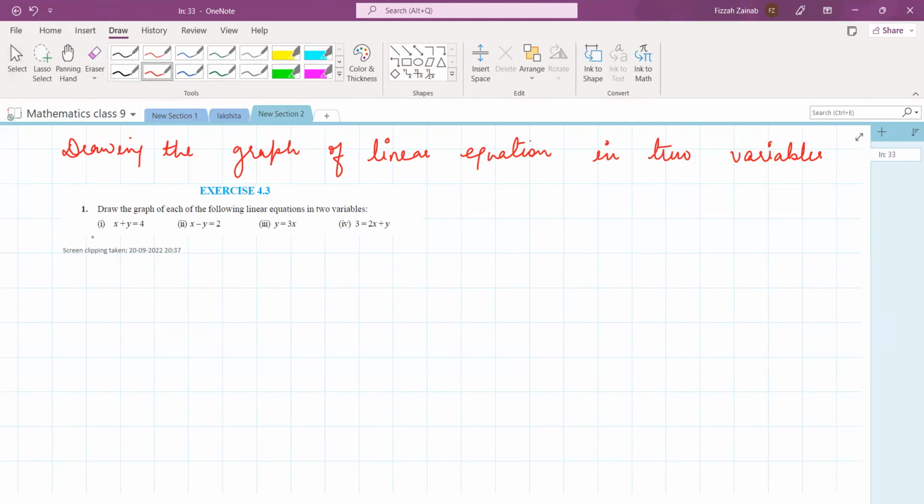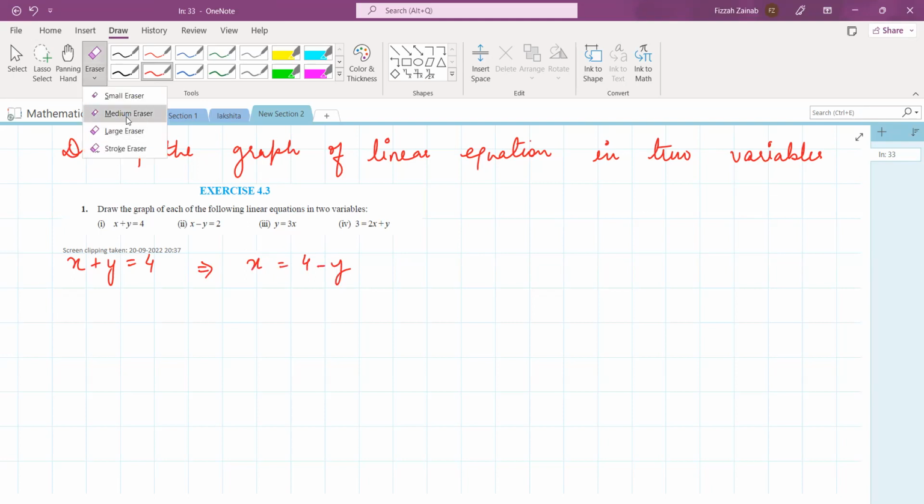Let us take the first equation, which is x plus y is equal to 4, right? So I'm going to give some values to x and then I'll find the corresponding value for y, or I can give values to y and find the corresponding values of x. So it does not matter. So let me just change it like this. Can I do it like x is equal to 4 minus y, right?